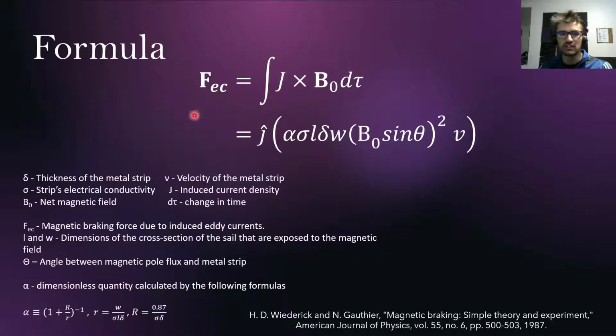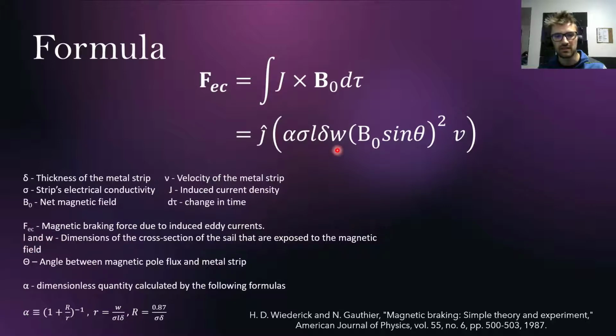But the primary factors: you need the thickness of the metal strip. You need the electroconductivity of the strip. As you see here, if it's more conductive, the eddy current forces are going to be stronger. The net magnetic field, or the magnetic field from the star going through the plate. How quickly the metal strip is going through interstellar space. The induced current density, which is the vector that's multiplied, the cross product, that gives you the force out of this. Change in time, that's this integral. In this case, we're mostly focused on this simplification for one dimension. And a braking force, of course.